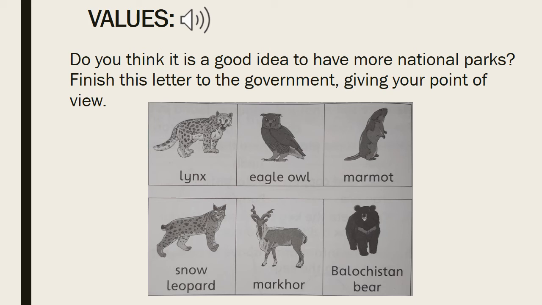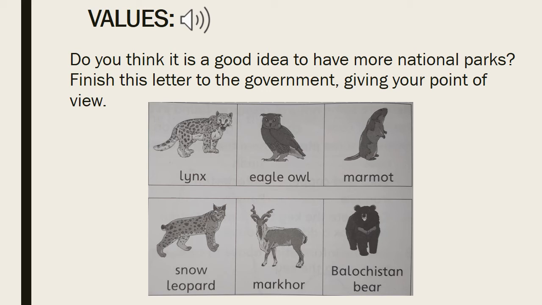Finish this letter to the government giving your point of view. Now we have given a pattern of a letter and we have to finish this letter. In this letter, you can give your opinion. For example, if you want it to happen, then you have to give a reason. Why do you want it to happen? Why do you want more national parks?